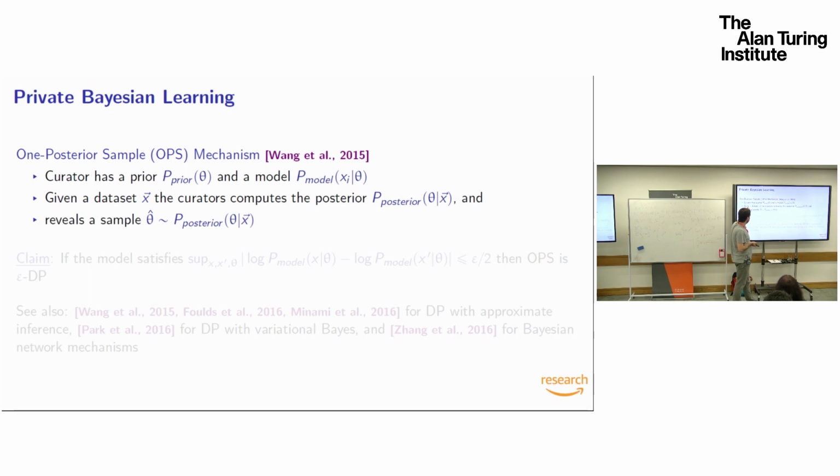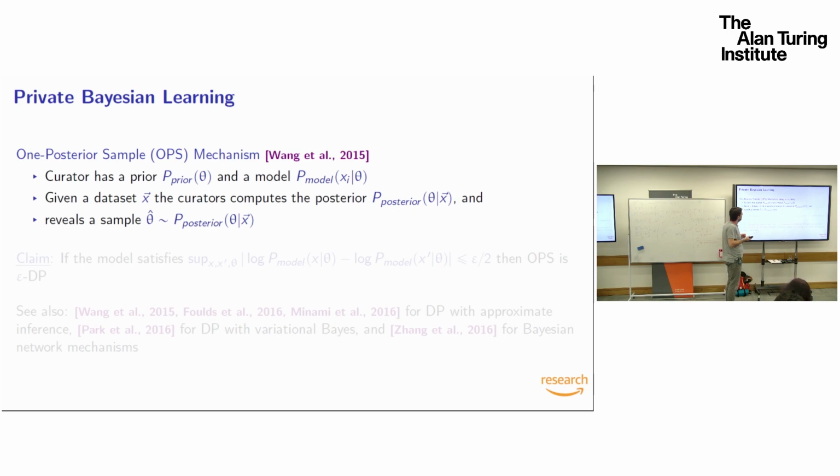And basically what the curator wants to do is take this data set and compute the posterior, right? That's what Bayesian analysis is all about, and Bayesian machine learning as well. So we want a posterior that tells us these are the likely parameters when we've observed this data under the prior and the model. But obviously, you cannot release the posterior directly. This might be a high-dimensional object and might not be private.